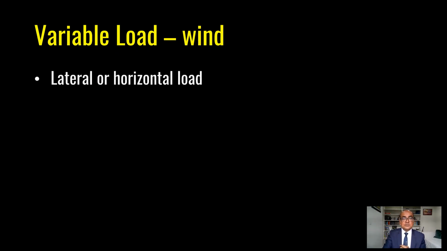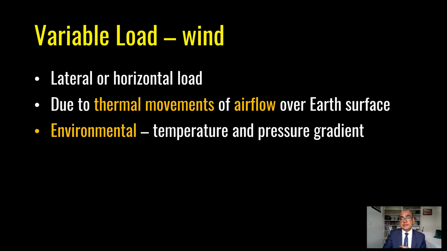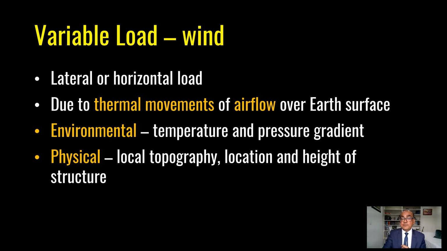Variable load includes changes in magnitude, changes in direction, and changes in location. Lateral or horizontal. This is mainly lateral or horizontal load. Due to thermal movements of airflow over Earth's surface, wind happens. This depends on environmental factors such as temperature or pressure gradient. This also depends on physical factors, such as local topography, location, and height of the structure. Wind is mainly a lateral load or horizontal load.